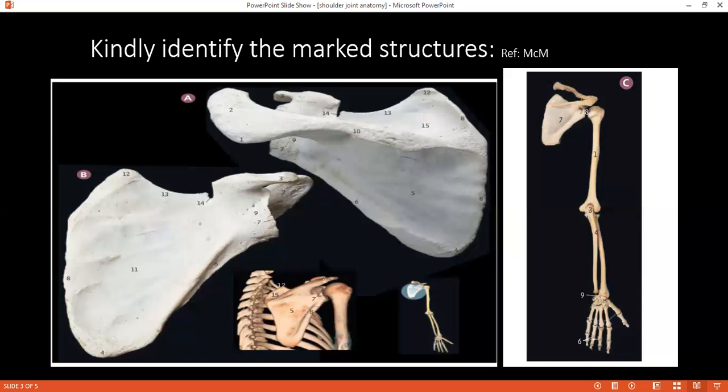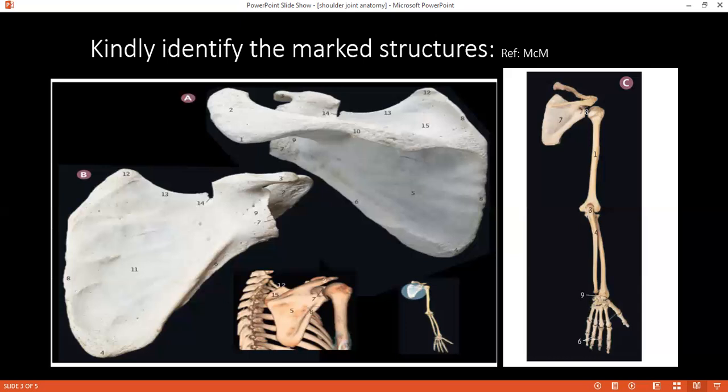Okay, good. Moving on to picture C on the right-hand side. Can you tell me which joint this is? It is the acromioclavicular joint. Can you please tell me what structures are attached over here? I can come to this later. All right, good.